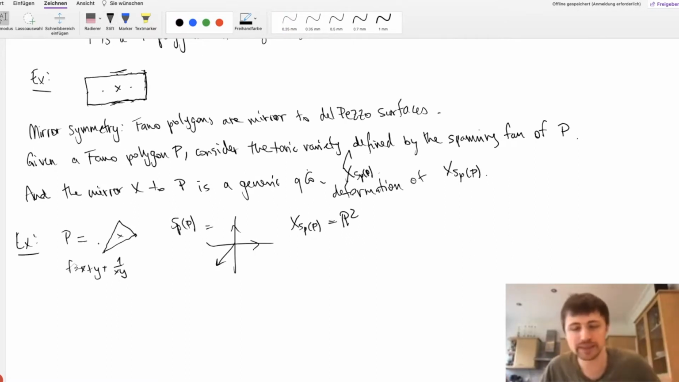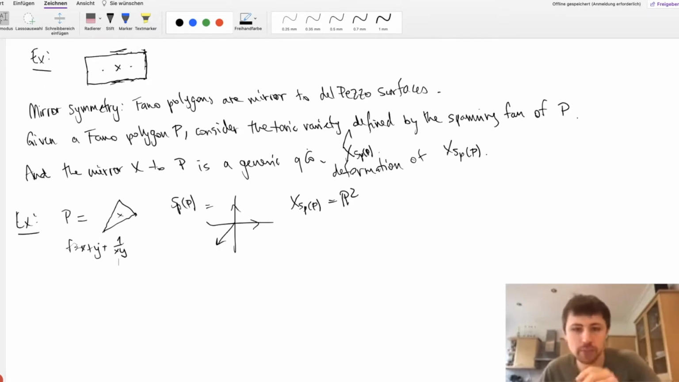But in general, there might be a subtle difference between stating mirror symmetry as a correspondence between Fanos and Laurent polynomials or Fanos and polygons. And I will comment on this a bit later as well.